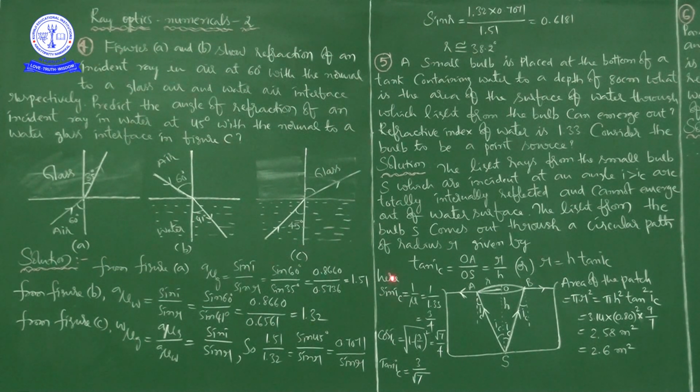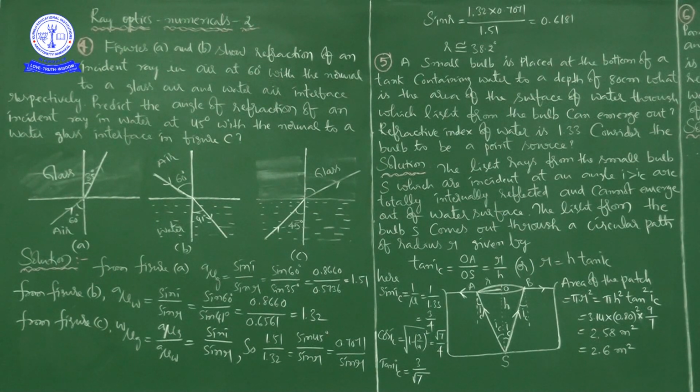So if you know these two things, that is sin IC and cos IC, then you can find tan IC. Tan IC is equal to sin IC by cos IC, that will be 3 by root 7. So we got sin IC, cos IC and tan IC.